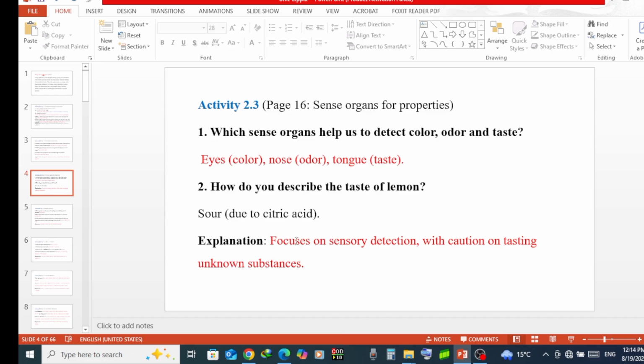But here focus on sensory detection with caution on tasting unknown substances.